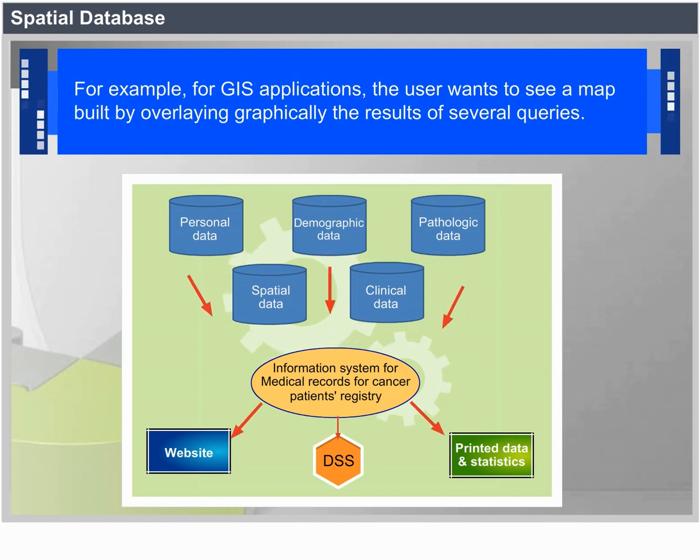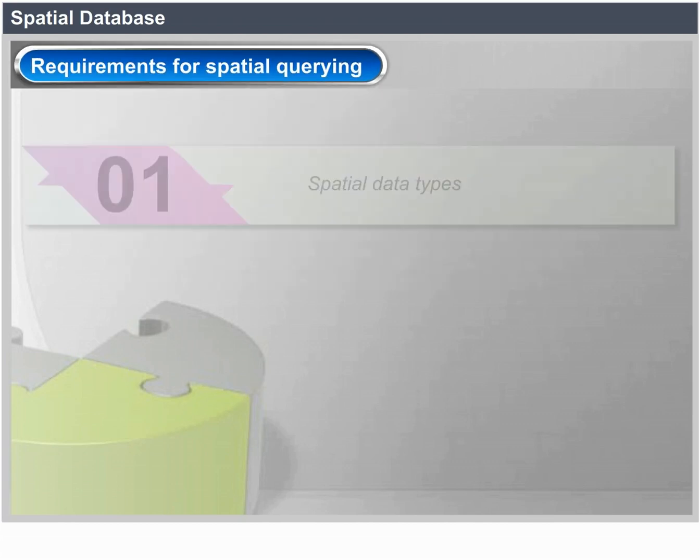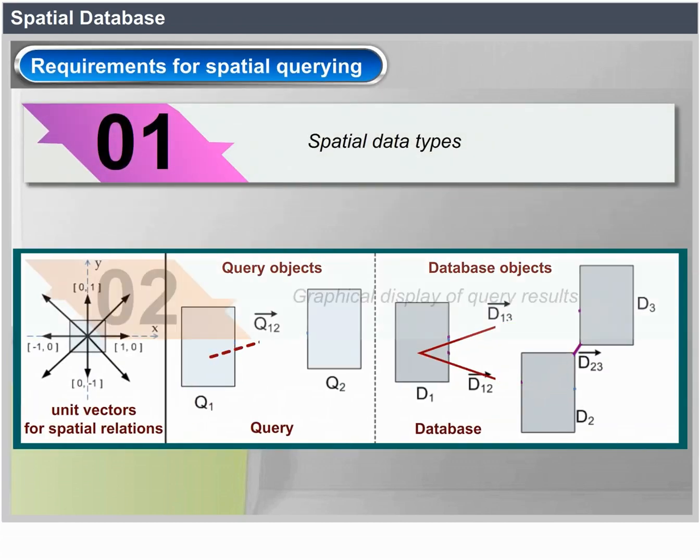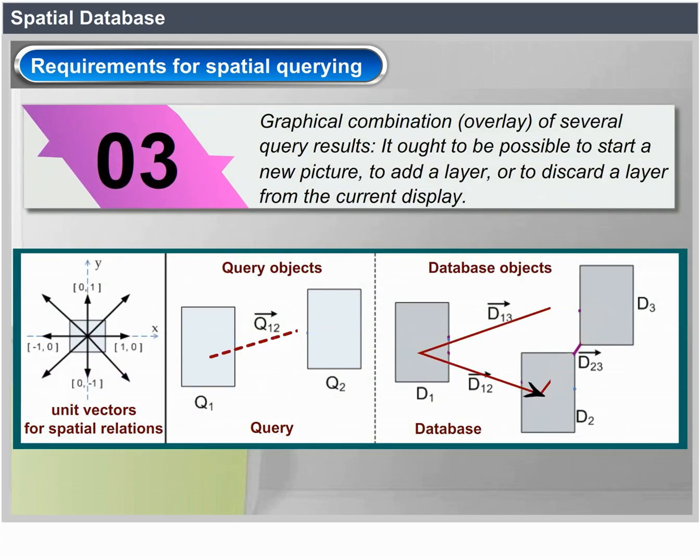Requirements for spatial querying. Spatial data types, graphical display of query results, graphical combination, overlay of several query results. It should be possible to start a new picture, to add a layer, or to remove a layer from the current display.